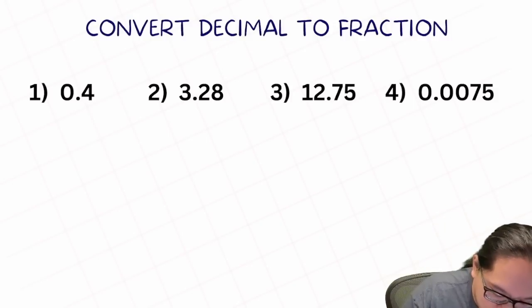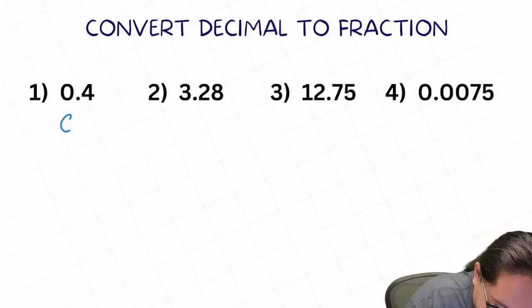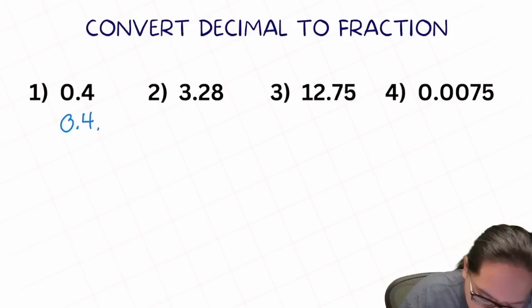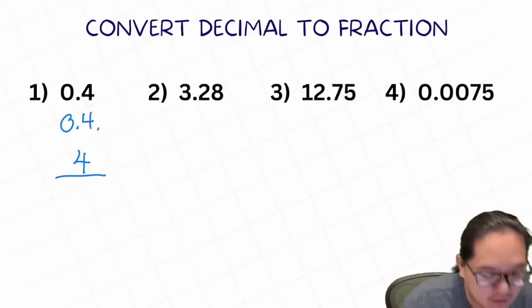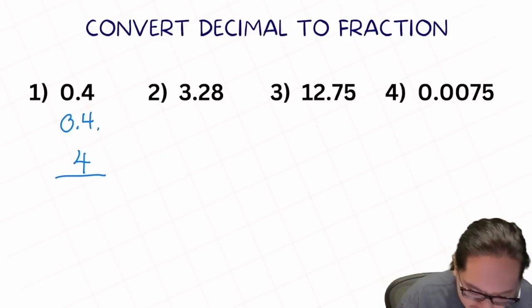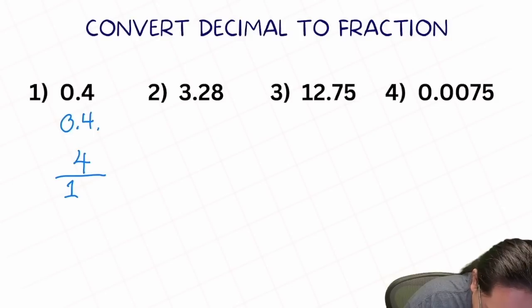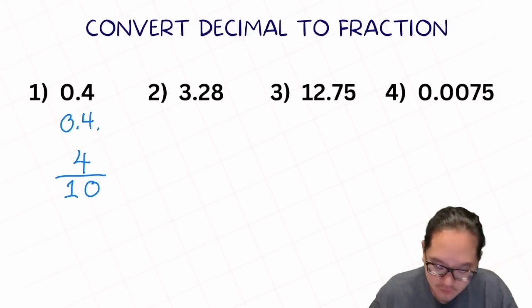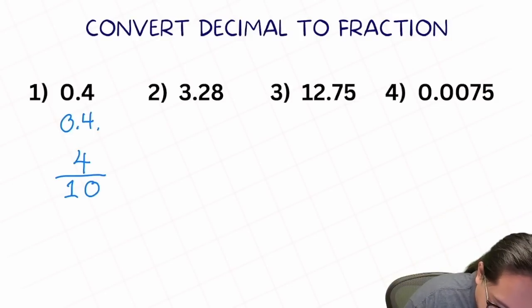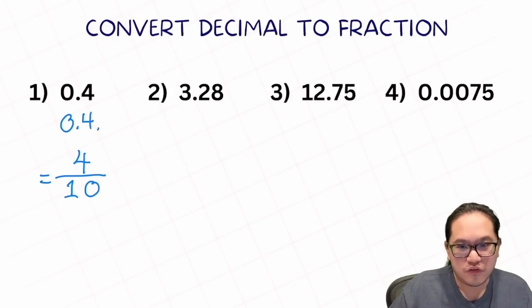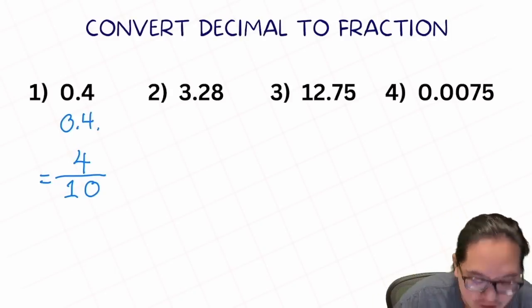On example 1, we got 0.4 right here. We know that 4 will be our numerator. So how many 0 we need to add at the bottom after the 1? Since we only have 1 unit, we only add 1 0. So the first step is we got 4 over 10. But that's not all, right? We need to simplify it.